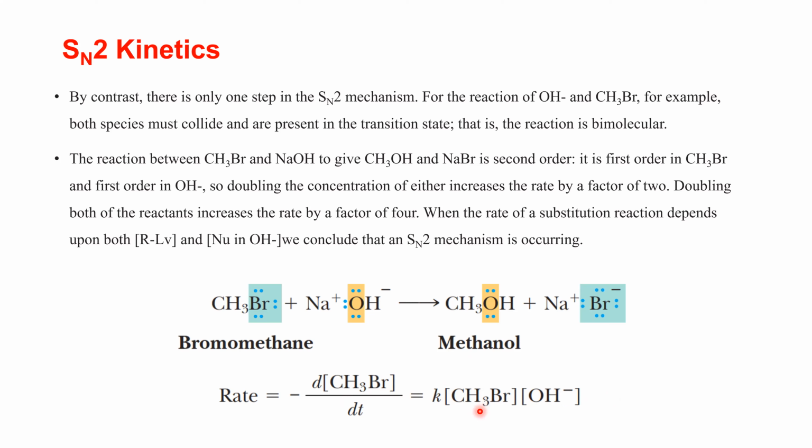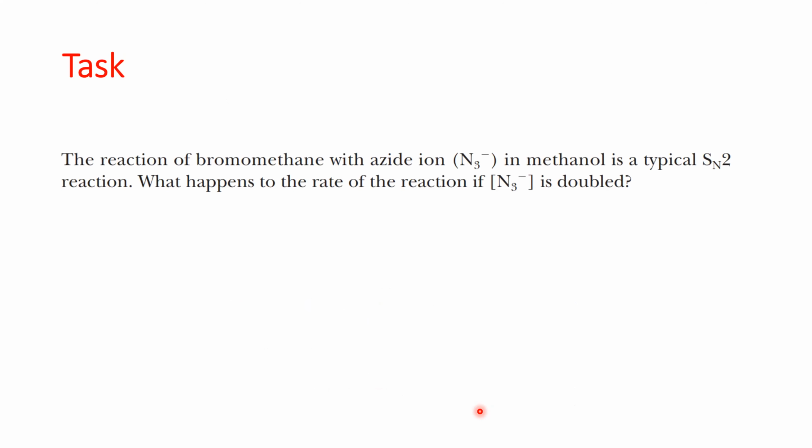But in case of SN1, which we have studied, if we double the concentration of a nucleophile, that has no impact on the reaction. Now, at the end, there's a task. The reaction of bromomethane with azide ion in methanol is a typical SN2 reaction. What happens to the rate of reaction if the N3 concentration is doubled? You have to answer this task: what is the rate of reaction of SN2 and how does the nucleophile impact SN2.